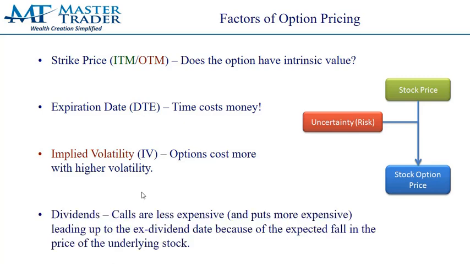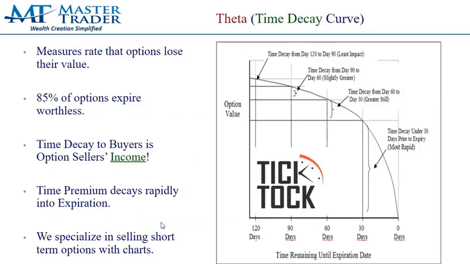Dividends is just another component of option pricing. The way we trade, you shouldn't have to worry about that because we stop out before they're deep in the money. But with dividends, calls are less expensive and puts more expensive leading up to the ex-dividend date. And the ex-dividend date is the date where record owners before that date get the dividend. So just keep that in mind, but it's not going to be a big issue for the way we're selling credit spreads.